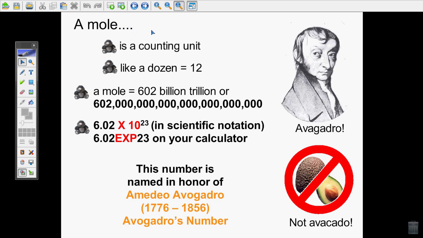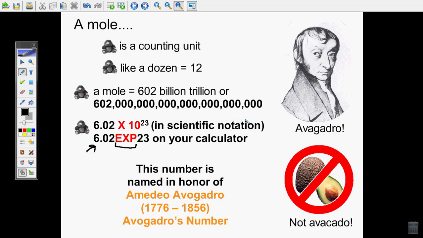Okay, so a mole is not a little fuzzy animal or a thing on your face. It's a counting unit, like a dozen is 12, a pair is 2. Well, a mole is 602 billion trillion, or 602 and 21 zeros. You write it in scientific notation because it's easier. When you put it in your calculator, don't forget that times 10 is like hitting the exponent button. This is Avogadro's number, 6.02 times 10 to the 23rd. It's named in honor of Avogadro, okay, not avocado.